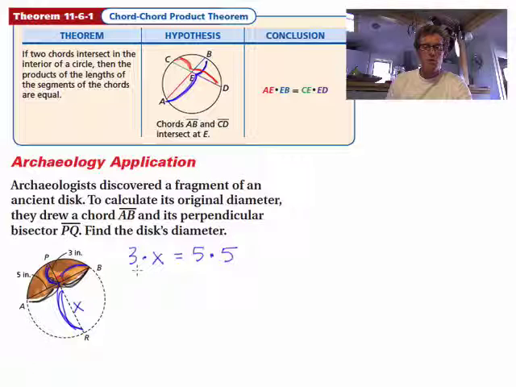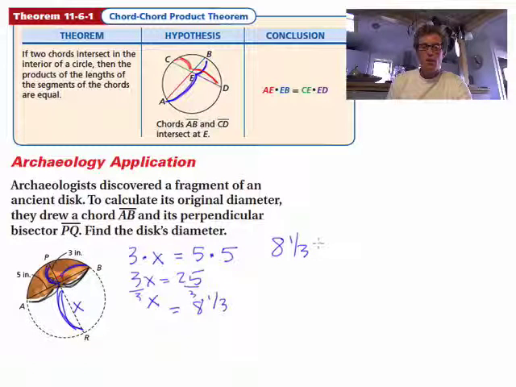There we go. So now we have 3x equals 25, and when we want to solve for x, we're going to divide by 3 on both sides, and so this gives us x equals 8 1/3. But we need to know the full disk's diameter. So this is going to be 8 1/3 plus 3, and our answer is 11 1/3 inches. Okay, that's chord-chord product theorem.